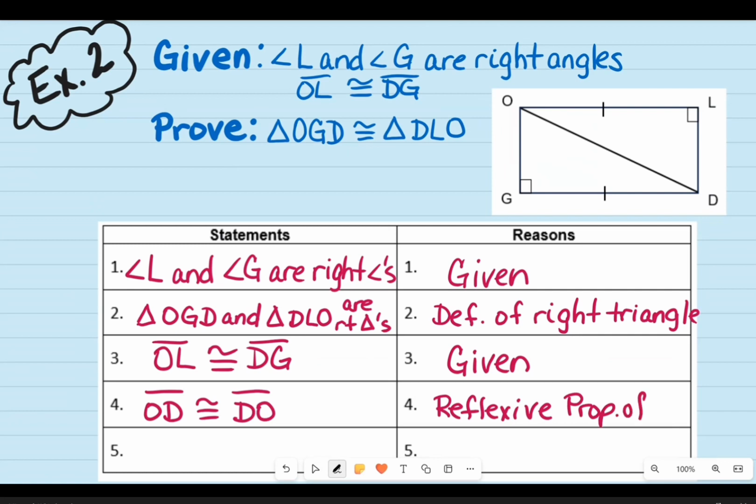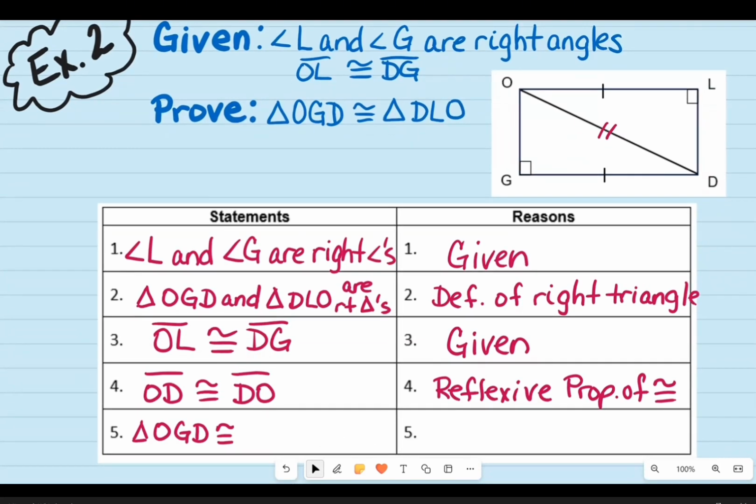So what I want to do is just go ahead and mark it on my figure. I'll notice this time that I only have 2 things marked. So my last statement is my proof that triangle OGD is, in fact, congruent to triangle DLO, and it's by HL. H means my hypotenuse and L means my leg. And the steps that I used were 3 and 4. I can only use this reason if I have a right triangle. That's the only time.